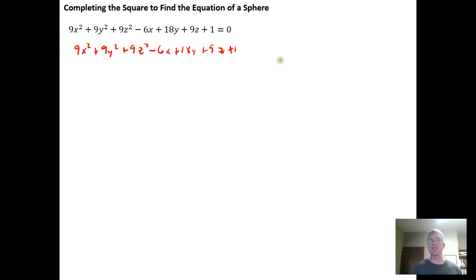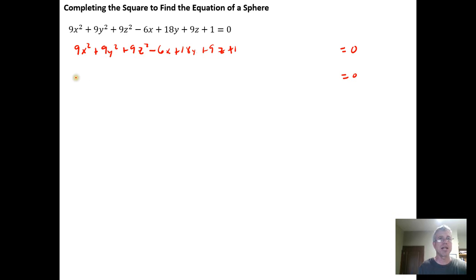And then I'm going to need some space. I'm going to put my equals 0 way over here because I'm going to wind up needing quite a bit of space. And so the first thing to remember when we complete the square is we need to group variable terms together. So the x's need to go with x's, y's go with y's, z's go with z's.